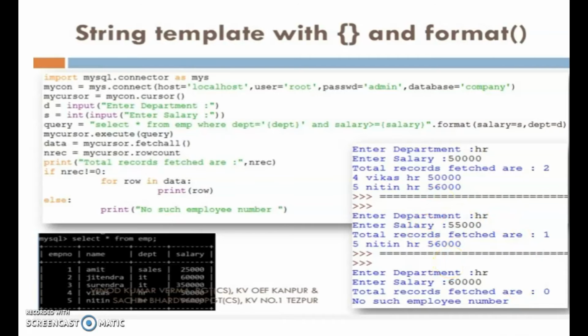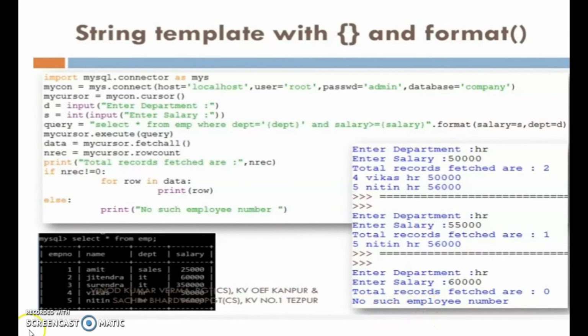Here department HR, then enter salary 50,000. So for HR, here you can see the records 50,000 and 56,000. So here 2 records we printed. Then when we enter department HR, then salary 55,000, the condition is greater than or equal to salary. That's why only 1 record is fetched here. Here same department HR and the entered salary is 60,000. So total records fetched are 0. So no such employee number.